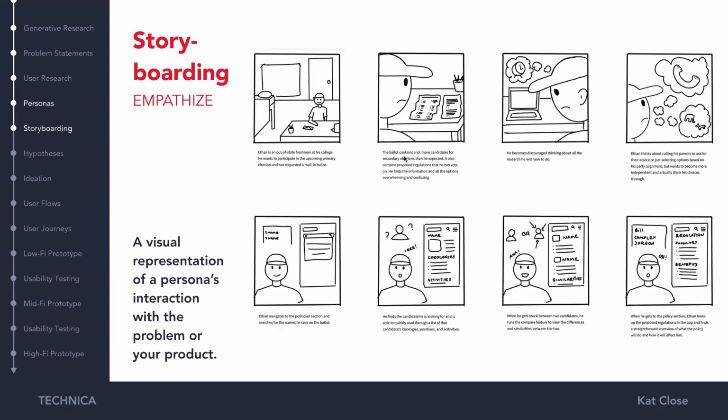How do your users interact with the problem they're experiencing? You want to be able to visualize that, picture it, and articulate it. And that's what storyboards help you do. They're a visual representation of a persona's interaction with the problem or your product, right? So this is an example that I made. You understand that you don't need to have artistic skills to be able to put one of these together. Stick figures are fine. What matters more is that you understand what's happening and you're able to explain it.